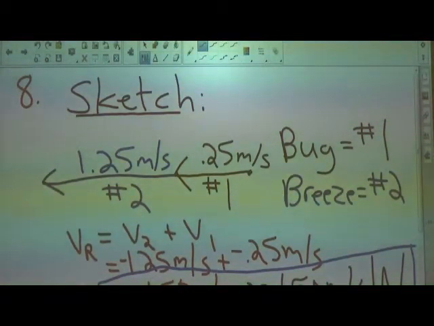So the total resulting velocity will be vector 2 plus vector 1. So it's a negative 1.25 meters per second because it's going to the west, plus a negative 0.25 meters per second because it's going to the west. When you add that up, it's negative 1.5 meters per second, or you could have said 1.50 meters per second west. Check the sig figs. Did I do it correctly? Are there 3 sig figs? Go back to the original problem and count. Alright, let's go to the next one.